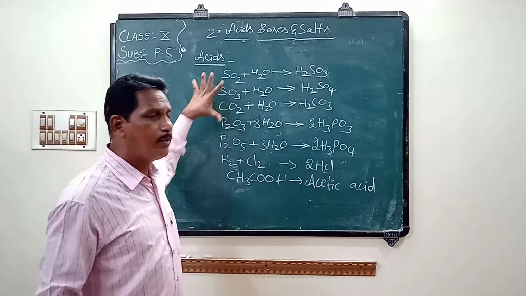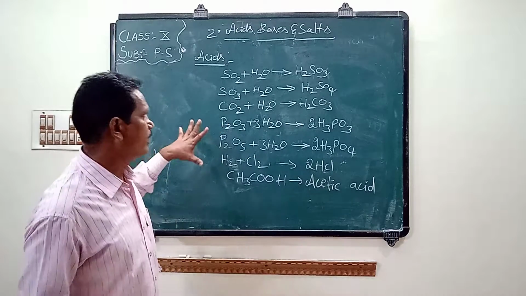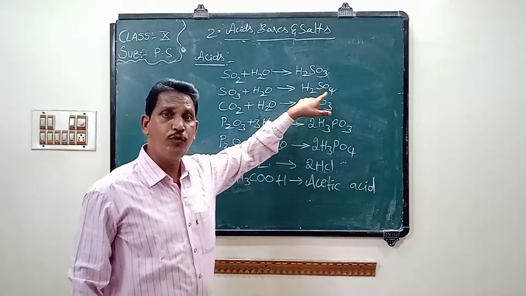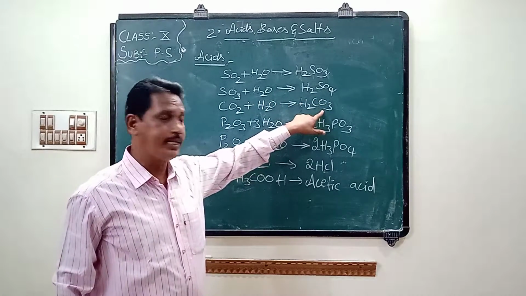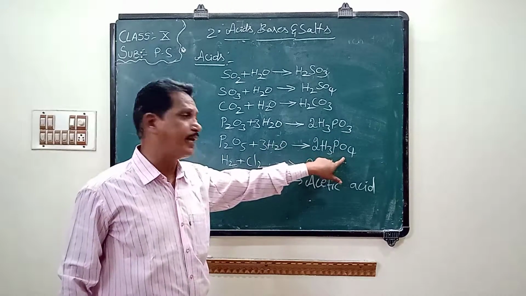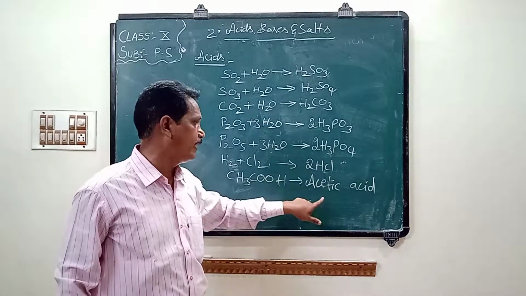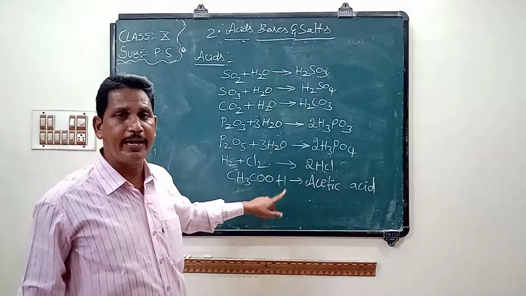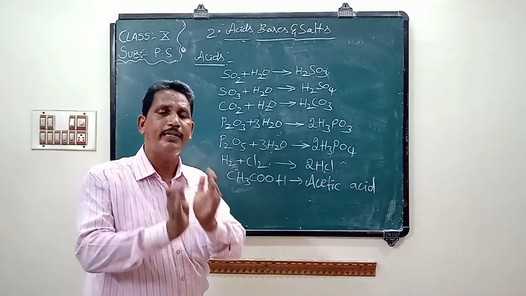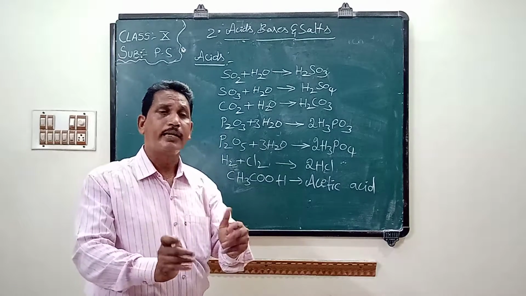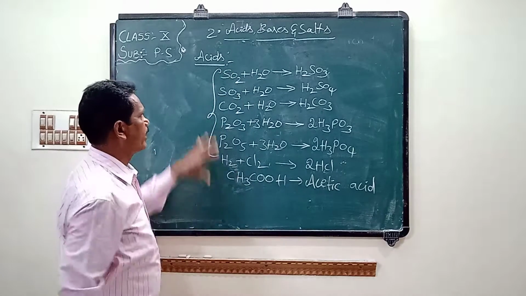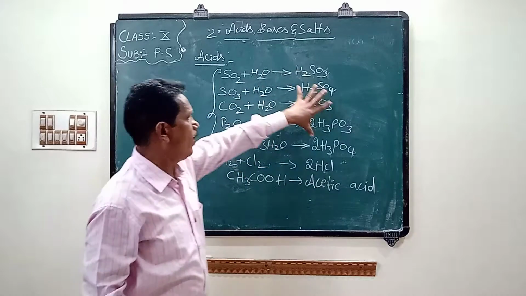So these are some examples of acids. First one, H2SO3, sulfurous acid. Next, H2SO4, sulfuric acid. H2CO3, carbonic acid. H3PO3, phosphorous acid. H3PO4, phosphoric acid. HCl, hydrochloric acid. CH3COOH, acetic acid. So mainly non-metallic oxides are dissolved in water to form acids.